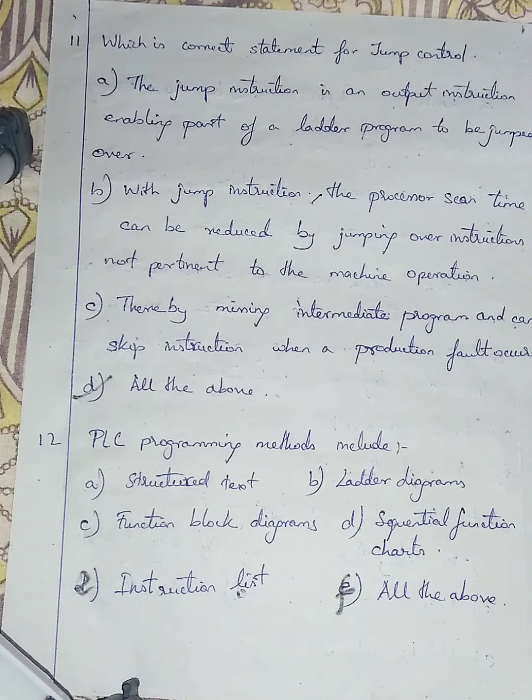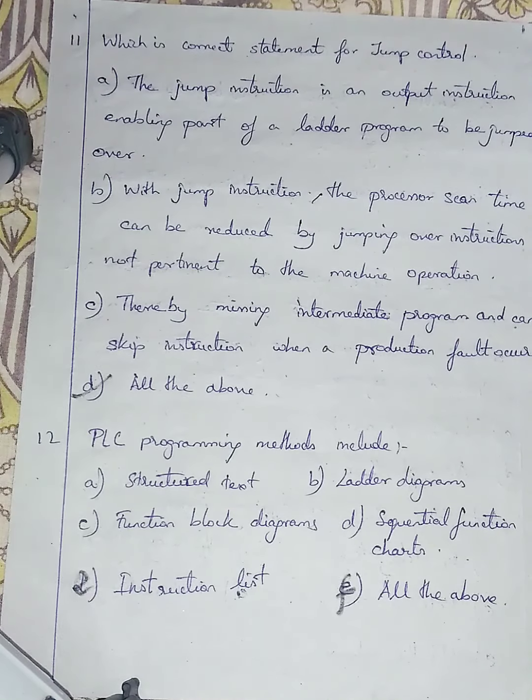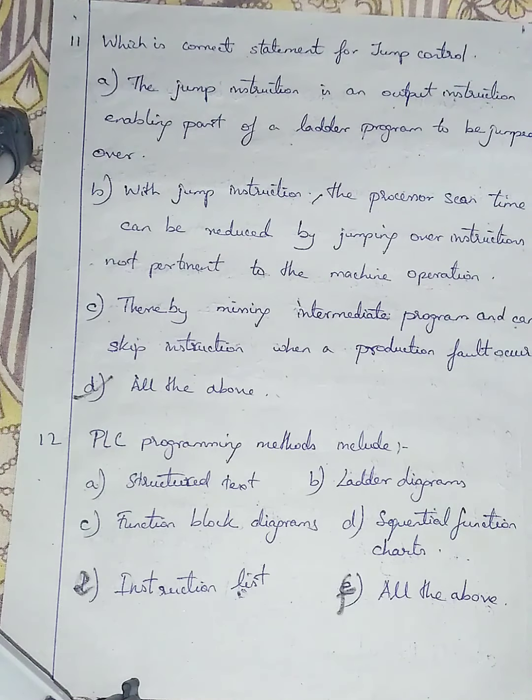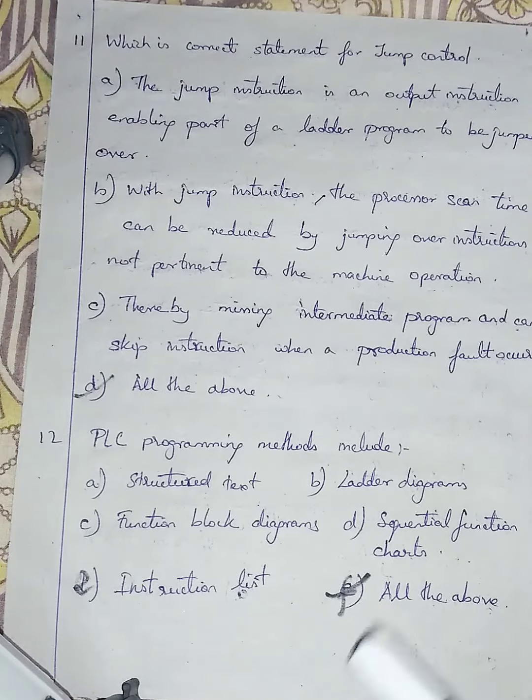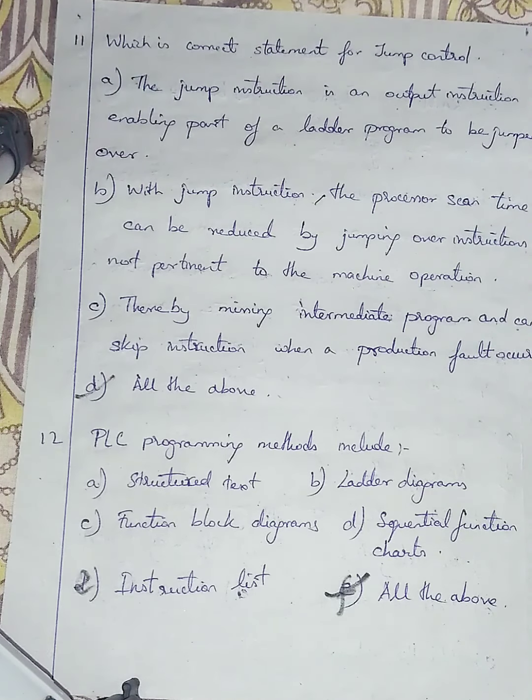There are 5 PLC programming methods, that is structured text, ladder diagrams, functional block diagrams, sequential function charts, and instruction list. So I am going with option number F, all the above. These 5 are the methods of PLC programming. Structured text means you are writing the text in some structures, that means in some programming language.